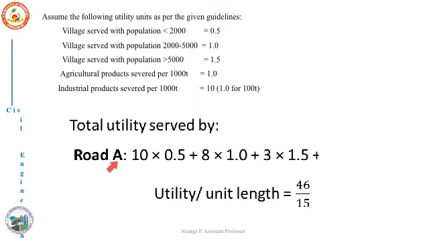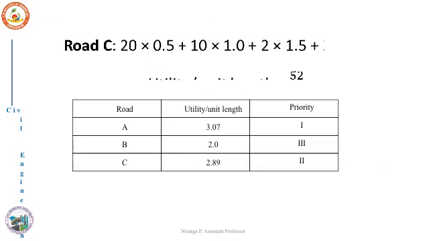So for road A, total utility served will be add up all. We get the total utility as 46. So when we add all the things, we will get the total utility as 46. I'm so sorry, here some calculations are missing. So do that and find out what is the total utility, and to get the utility per unit length, total utility 46 divided by length. So you will get the utility per unit length as 3.07.